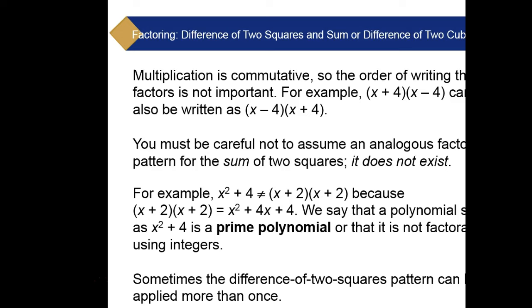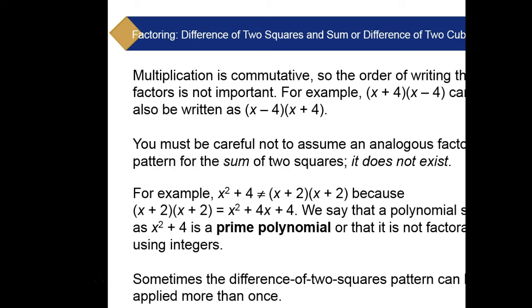Let's do example 2. Well, no, they have a little bit. And this is what I was already saying. Multiplication is commutative, so the order of writing the factors is not important. So you could have written that x plus 4 times x minus 4, x minus 4 times x plus 4. It doesn't matter. We already went over that. You must be careful not to assume an analogous factor pattern for the sum of two perfect squares, because there is no way to factor. You can never factor x squared plus 4. You can't do it. Don't even try. There is no rule. Only the difference of two perfect squares.